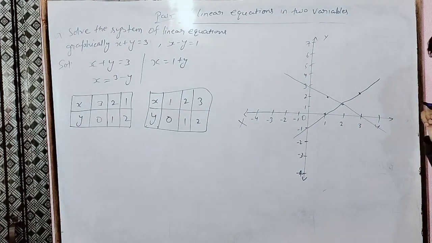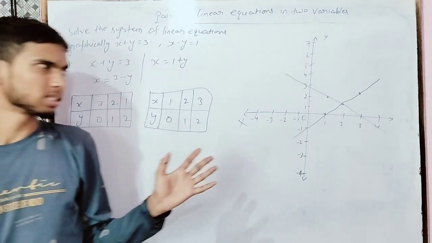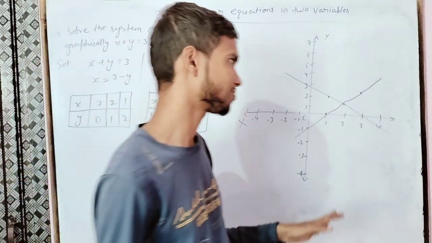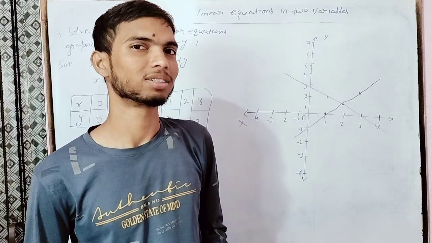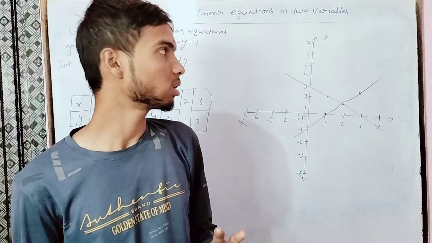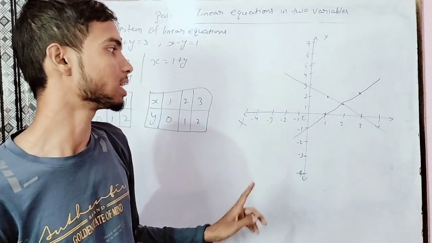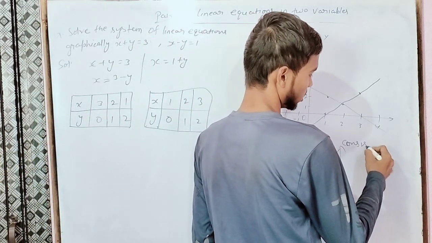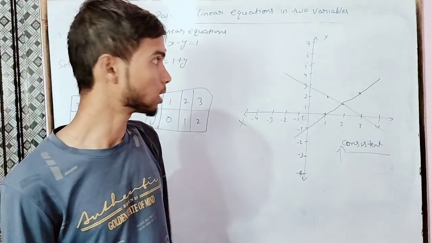So here, can you tell me, is this forming parallel lines? No. Both lines are intersecting each other. So both lines are non-parallel, not parallel. So we would say this is consistent. Okay, this is consistent.